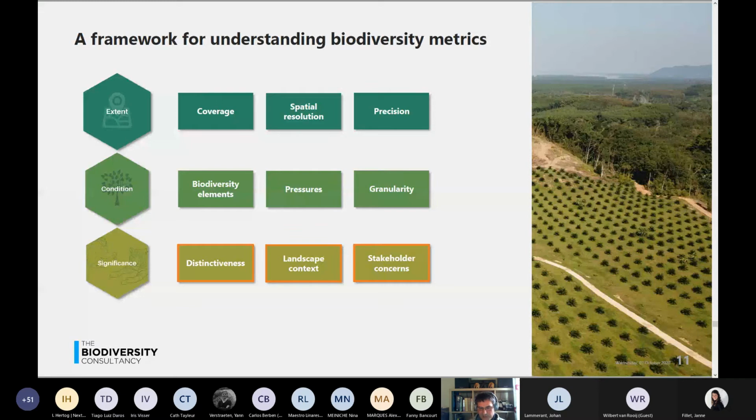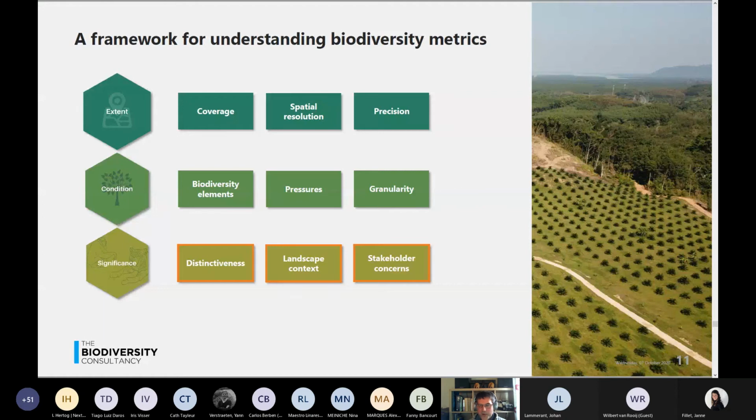Is it looking at just freshwater or just terrestrial, or does it do terrestrial and freshwater and marine? Spatial resolution, does it give me a result that's accurate to the nearest country or the nearest continent? What level of information does it give me, and how precise is it? For condition, which bits of biodiversity is it looking at? Is it looking at just species abundance, or maybe is it also looking at ecosystem function and structure?